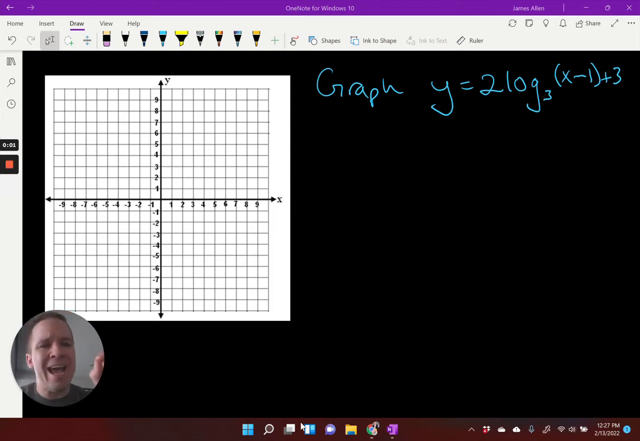All right, I think we can handle an extra transformation here. What do you think? We're going to go with a vertical stretch in this one and some left, right, up, and down action. Let's go for it.